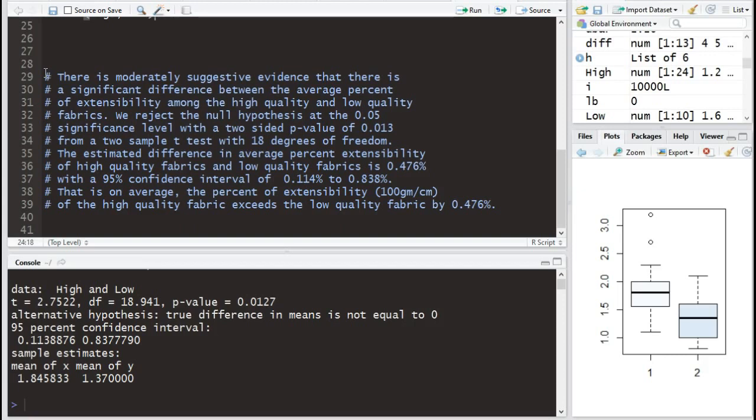So it's important to be able to, in context, describe your results. And this is a way that you can do a 2-sample t-test and 2-sample t confidence interval in R.